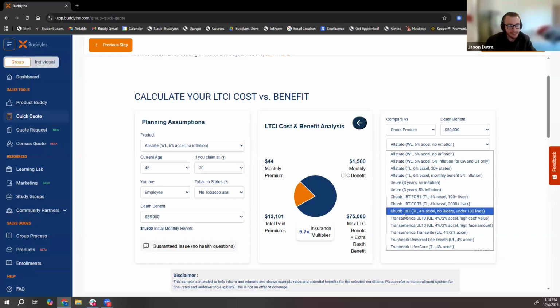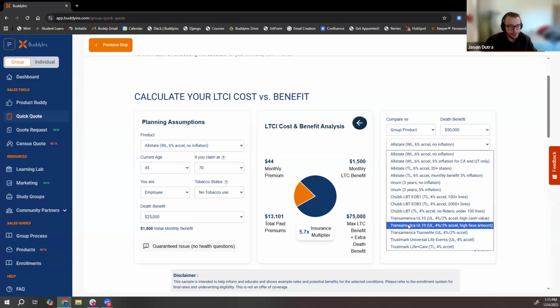And then we have their 4% acceleration with no riders. This is generally either for smaller groups or impossibly large to administer groups. This is a very stripped down version of Chubb that we've done with a couple of limited partners, but these are generally for insanely large accounts. Think big payroll administrators. A simplified version of the plan that's easy to administer, easy to enroll in.